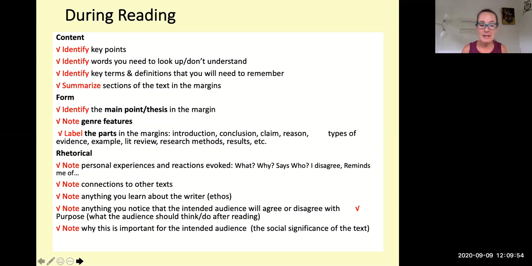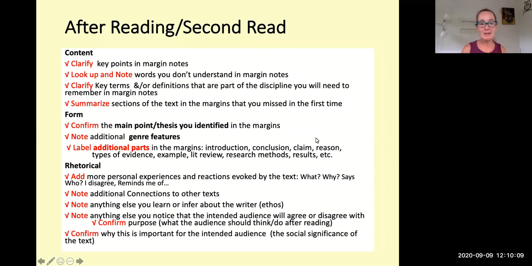So you're really thinking about who the intended audience is and how this is going to fly with them or not. And notes about why this is important for the intended audience or the social significance of the text. So that's all during your first read. Now we get into the second reading, right?